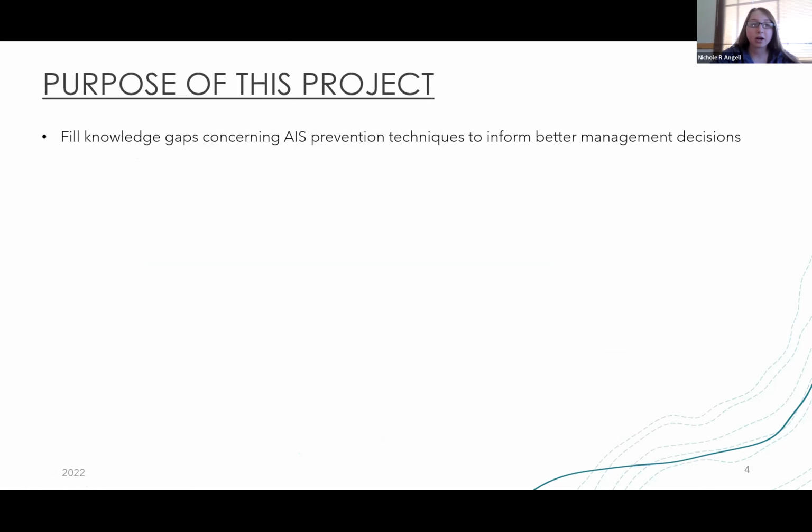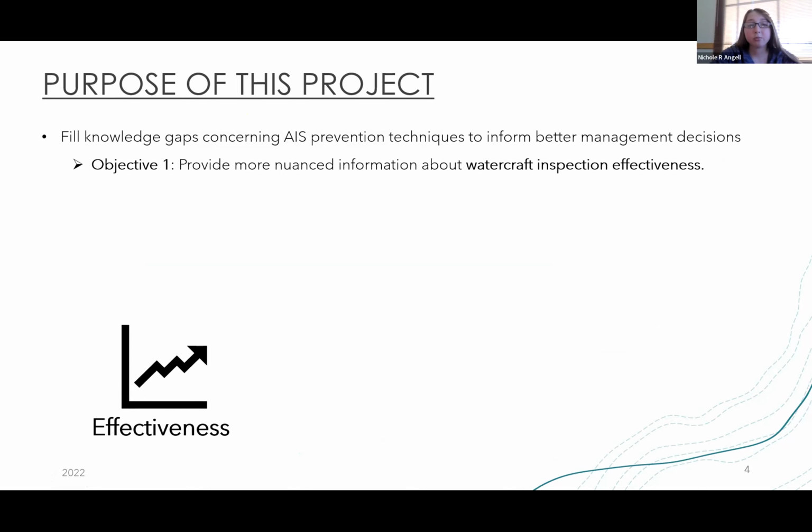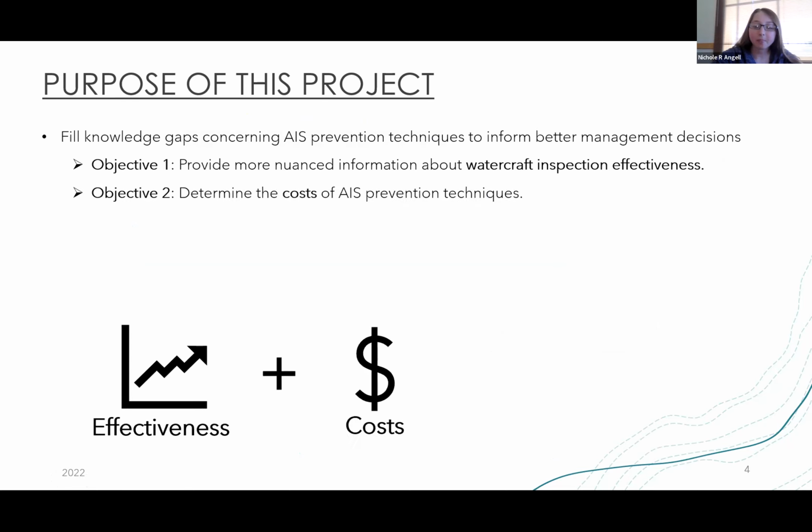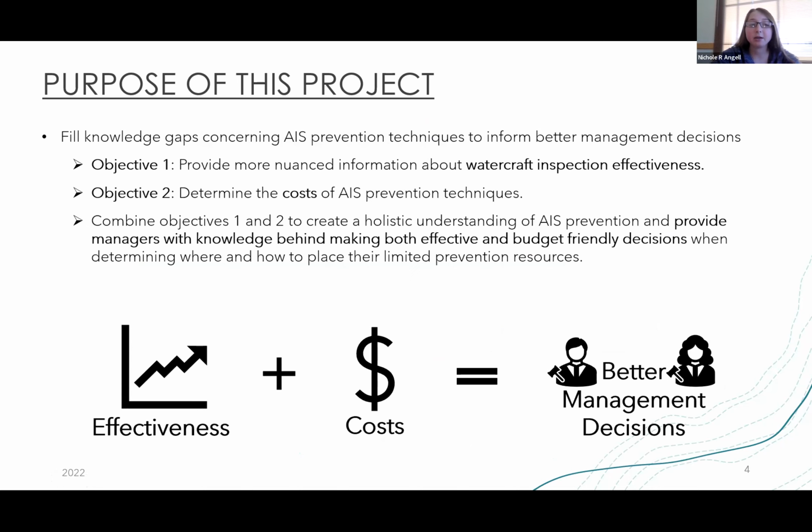We're going to fill those knowledge gaps using two different objectives. The first is to provide more information about how effective watercraft inspections actually are. And the second is to determine the costs of not only watercraft inspections, but other prevention techniques as well. And then ultimately, we're going to combine objectives 1 and 2 to create this holistic understanding of AIS prevention and give managers a better understanding of how to best place their prevention resources on a budget.